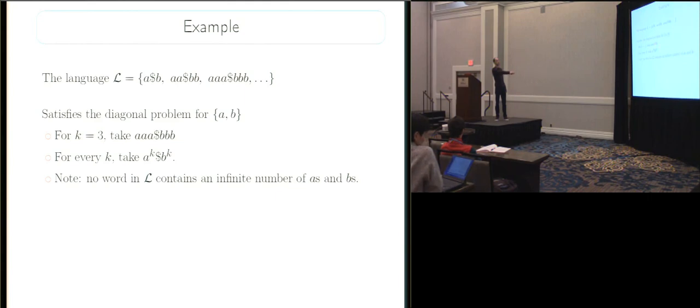In fact, no matter what K we come up with, we can take that many number of A's, followed by that many number of B's. So this is a yes instance for the diagonal problem.